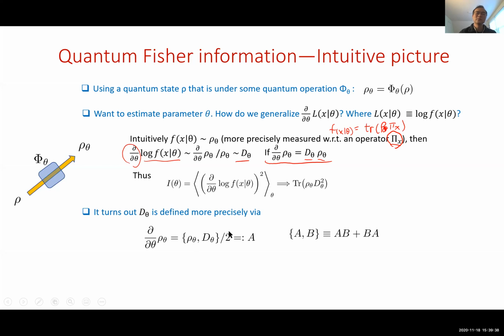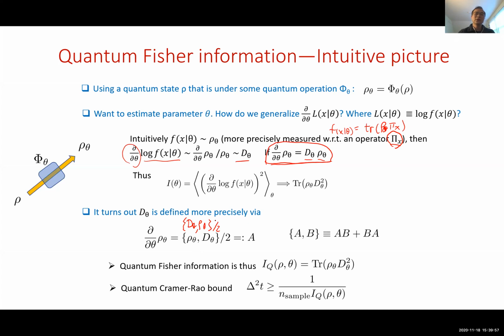Instead of D times rho theta, as I naively expect here, I should replace that by the anti-commutator divided by 2.